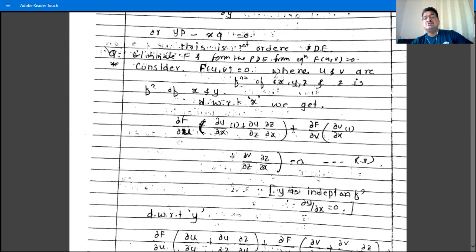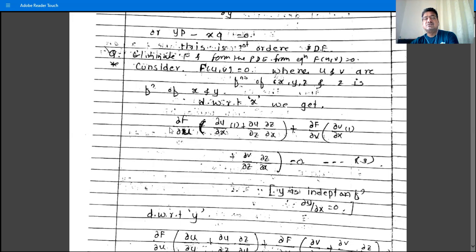The derivative of x with respect to y is 0, and the derivative of y with respect to x is 0, because x and y are independent variables. But z is a function of x and y. So the derivative of u with respect to x is ∂u/∂x times ∂x/∂x, then ∂u/∂y times ∂y/∂x, which is 0, and then the next term is ∂u/∂z times ∂z/∂x.